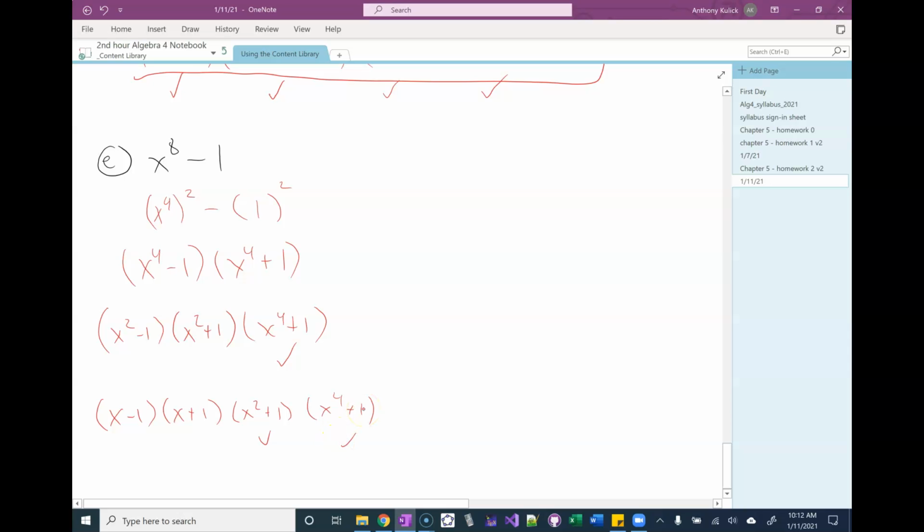And since x minus 1 and x plus 1 are both linear, we know those are finished. So there's our final answer. Okay with that?